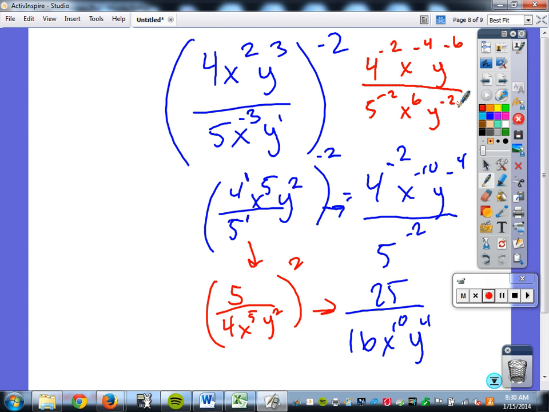What is x to the negative 4th over x to the 6th? Well, they're the same base, and we're dividing, so we can subtract. What's negative 4 minus 6? X to the negative 10. Because he's a negative exponent, he's going to have to jump down anyway. So he's x to the 10. Negative 6 minus a negative 2 becomes y to the negative 4. Because he's negative 4, he's going to have to jump down anyway as well.